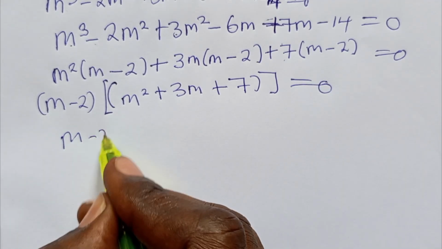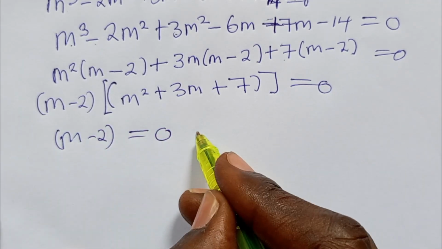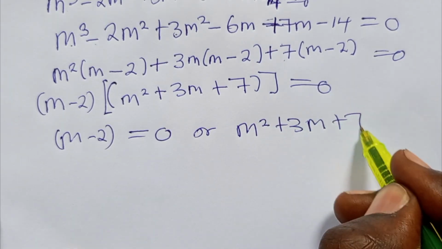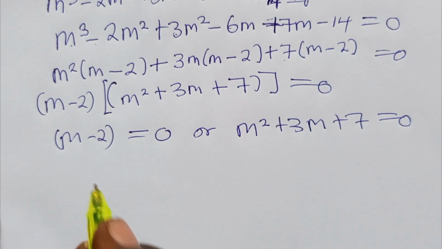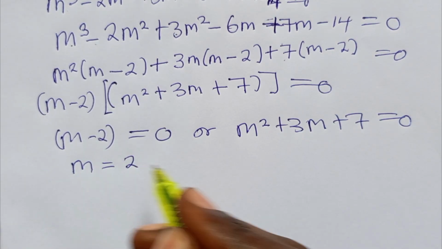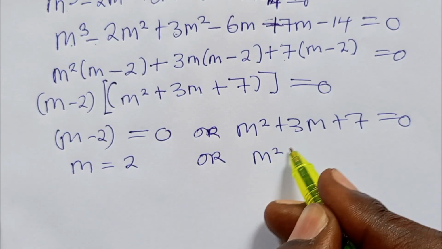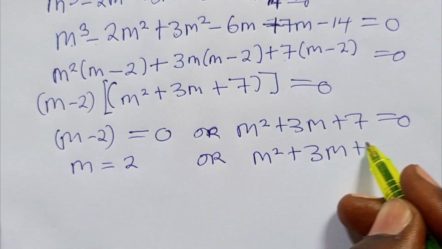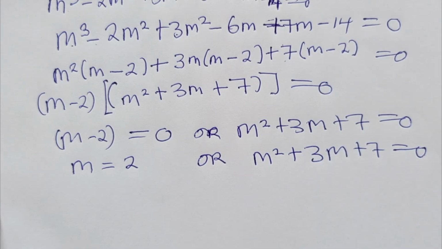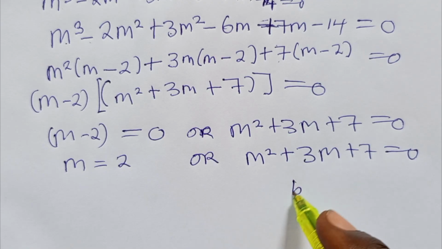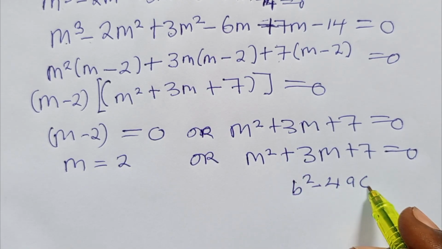So we have m minus 2 equals 0, or m squared plus 3m plus 7 equals 0. Now for m squared plus 3m plus 7 equals 0, note that from here we can determine whether this is going to give us a real solution, by using the discriminant, which is b squared minus 4ac.